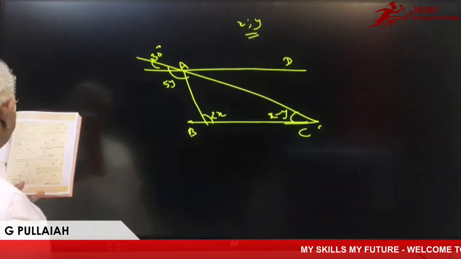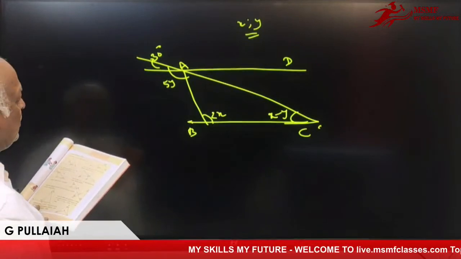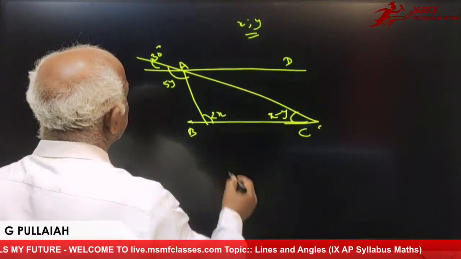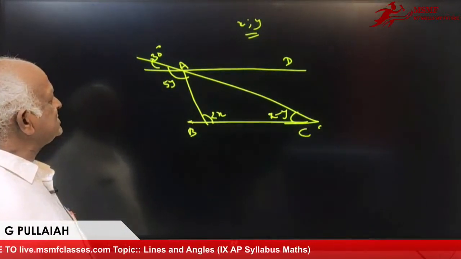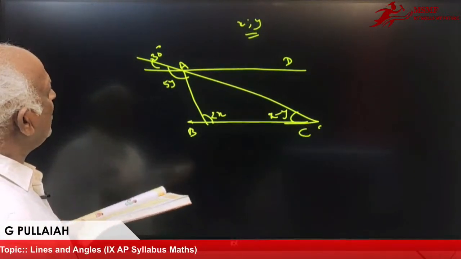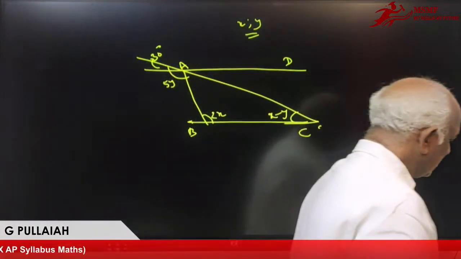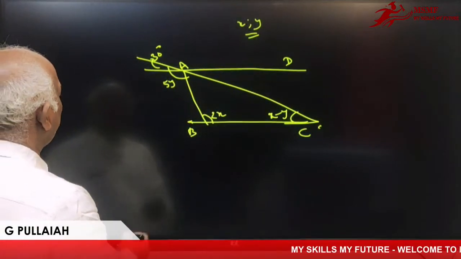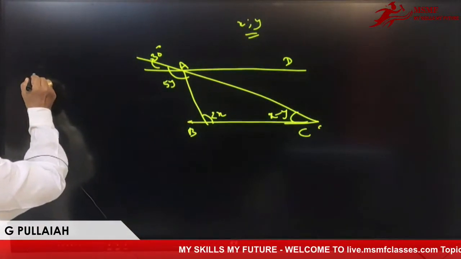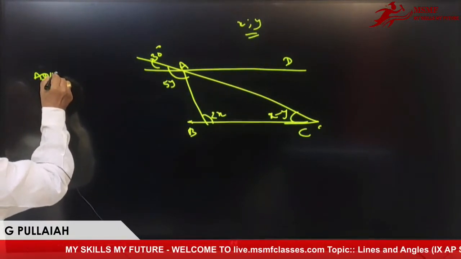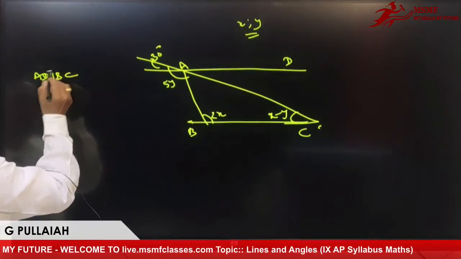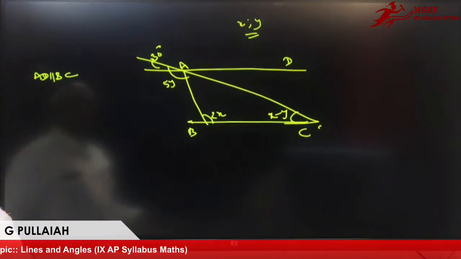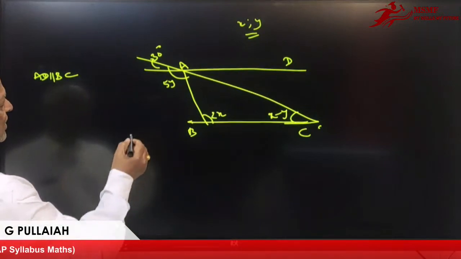So think very carefully here. Here it is given that AD and BC are the parallels. Now we have to find the value of x and y. So if AD and BC are the parallels, it is given that AD is parallel to BC.